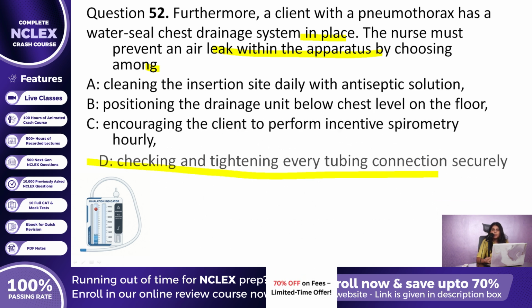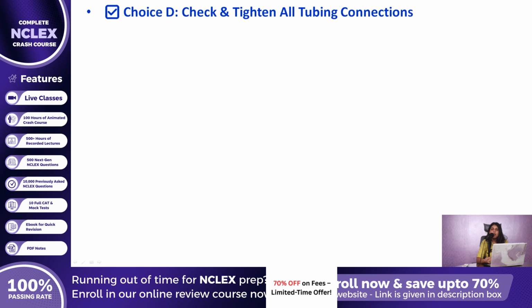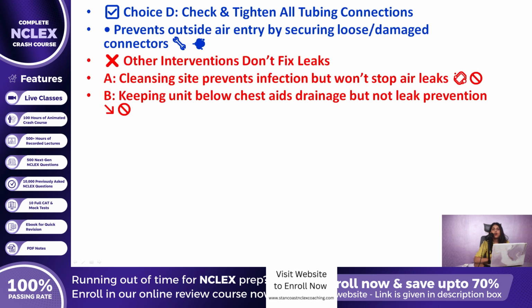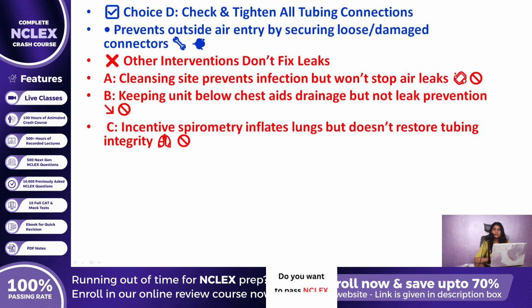Although keeping the unit below chest level, option B, promotes drainage and site cleansing, option A, prevents infection, neither stops leaks. Incentive spirometry, option C, aids lung inflation, but does not affect the mechanical integrity of the tubing.